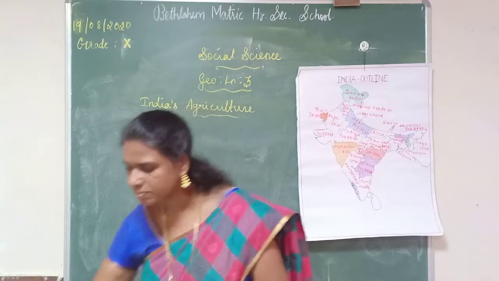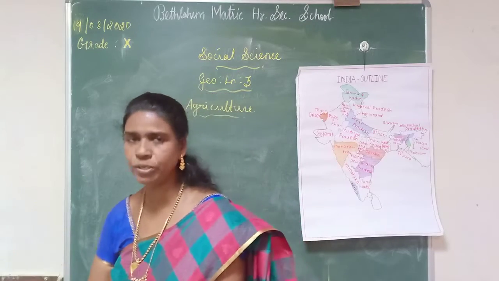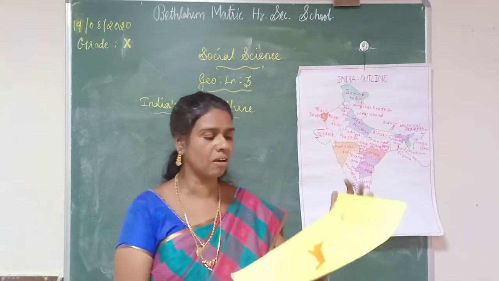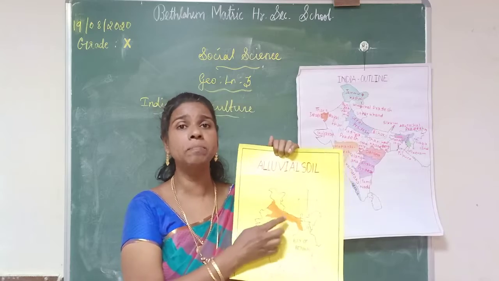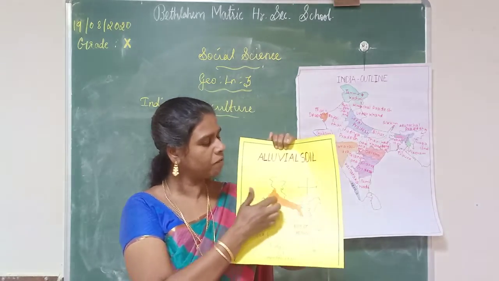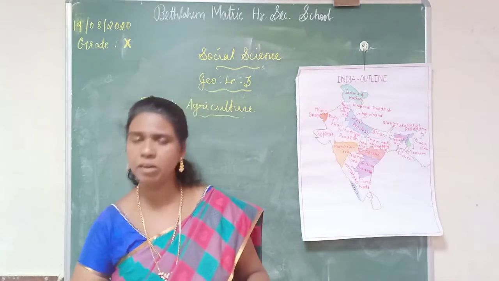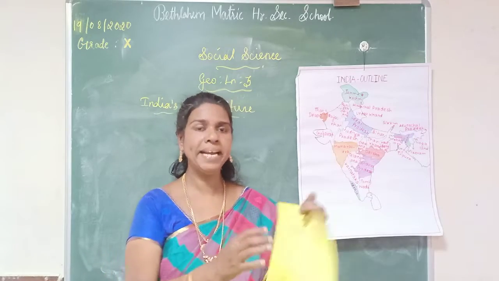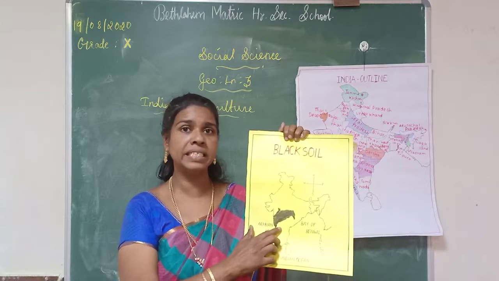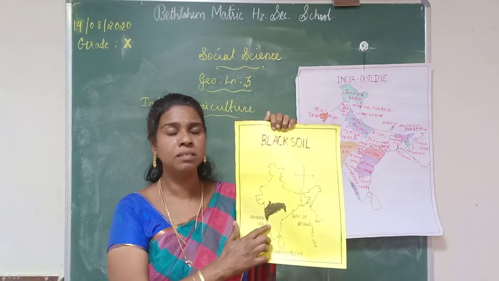Listen here. There are 8 different types of soil. The first one is alluvial soil. The main area where we can find this soil is some river valley areas, mainly the Ganga and Brahmaputra river valley areas. Then the second type of soil is black soil. Mainly we can find this soil in the areas of Maharashtra. In the state of Maharashtra we can find this particular soil.